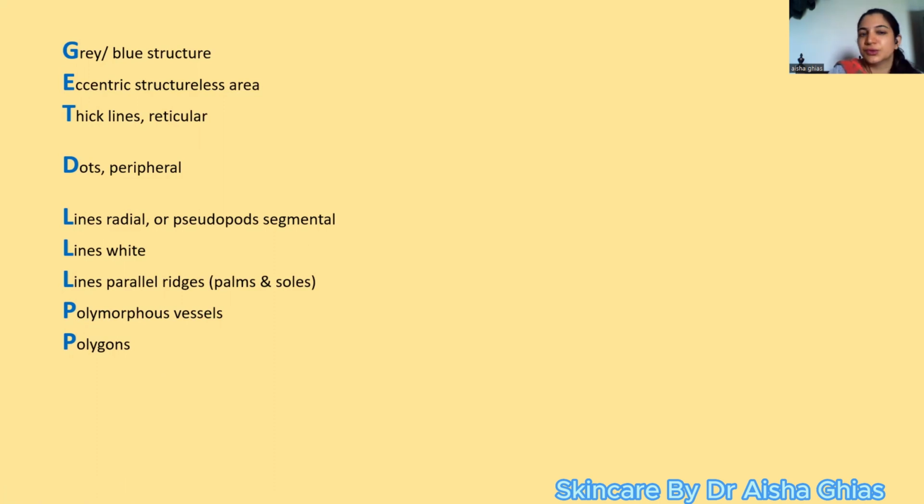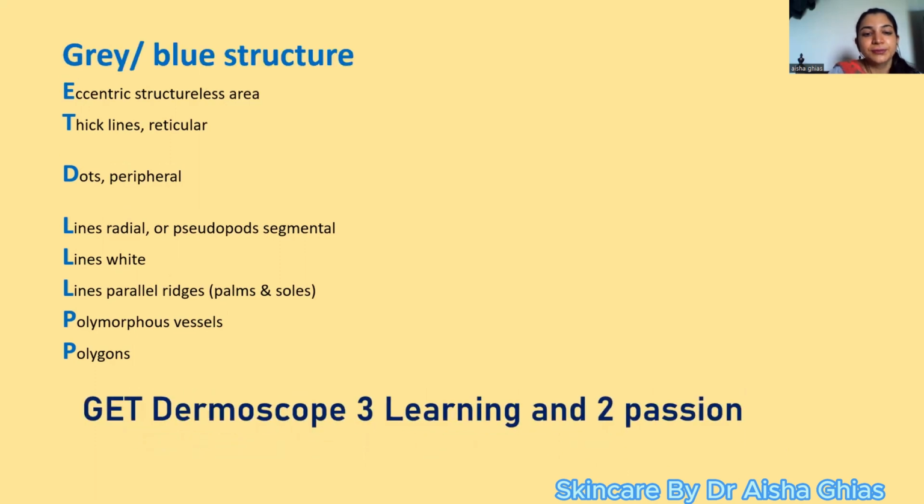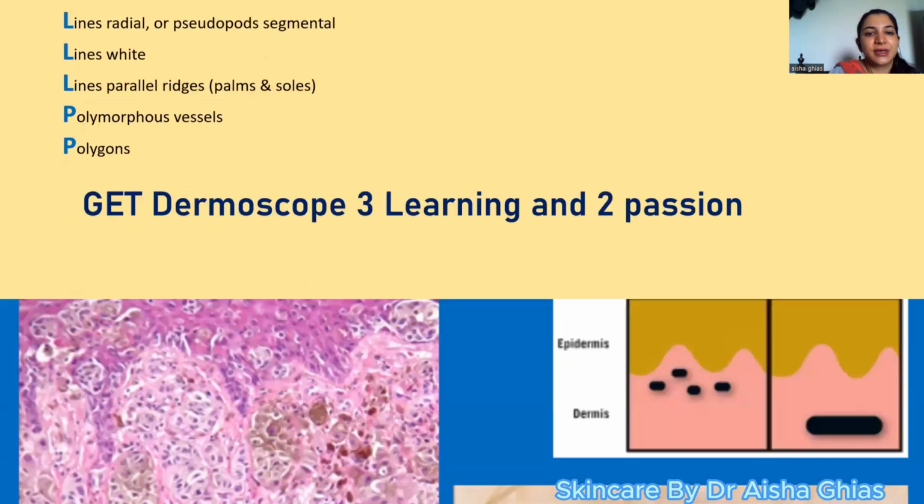And if you want to make any other mnemonic to memorize these 9 clues, that's up to you. Okay, so coming on to the first clue, which is gray or blue structures. Now let's see in detail what these gray and blue structures are.